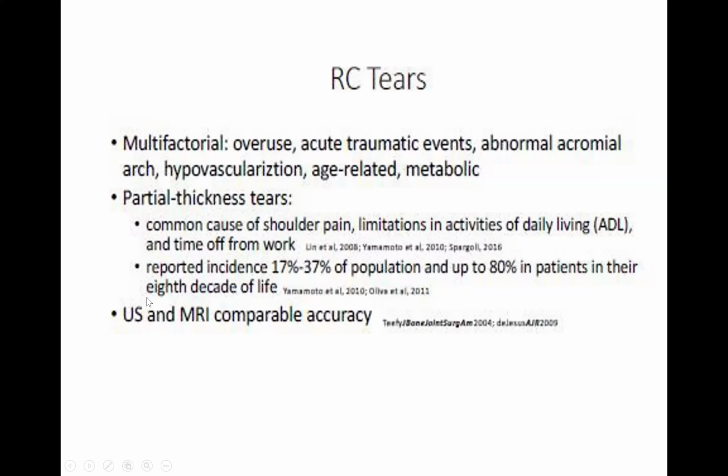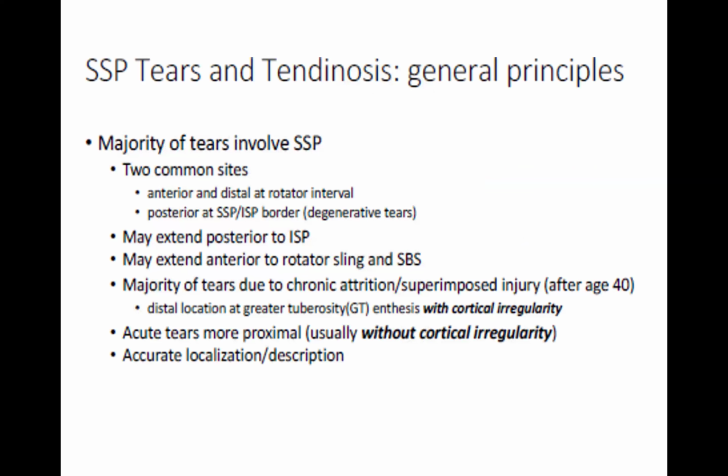And it has been seen that ultrasound and MRI have comparable accuracy. You can diagnose many pathologies with ultrasound. The majority of tears of the supraspinatus tendon involve the anterior-most and distal part of the tendon at the level of the rotator interval. The posterior-most area, at the junction of the supraspinatus and infraspinatus, is prone to degenerative tear. So the majority of the tears are because of chronic attrition and are associated with cortical irregularities.